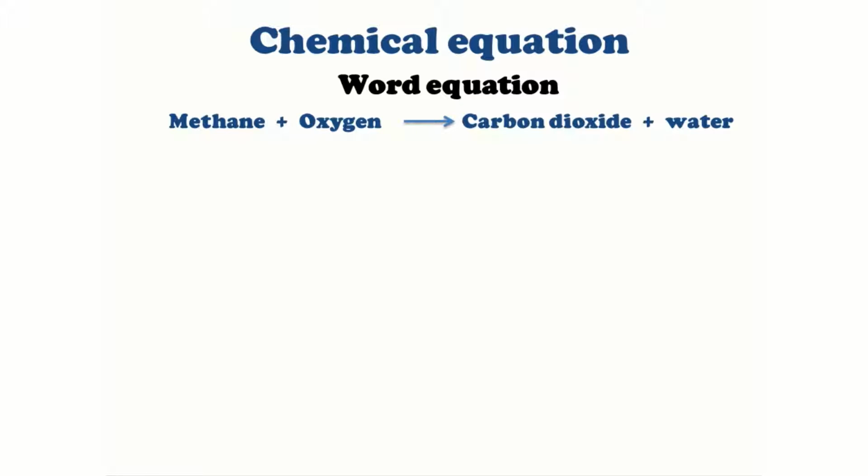The topic of today is to balance the chemical equation given a word equation. Methane reacts with oxygen to form carbon dioxide and water. So let's convert this word equation into a symbol equation.